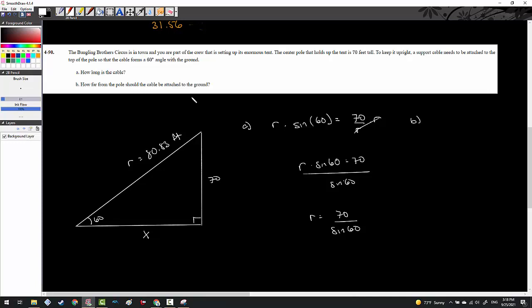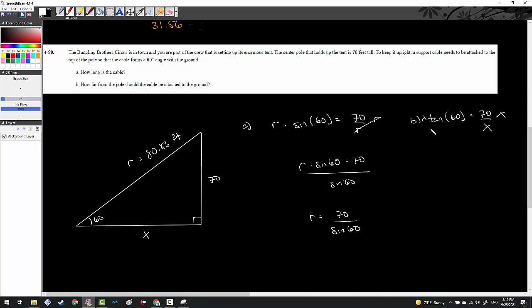To take care of B, how far should the cable be from the pole? Well, again, we could use cosine if we wanted to and go adjacent over hypotenuse. Again, kind of like the Emily problem, I would rather not use a decimal answer that I already have because this 80.83 is certainly not where that decimal ends. And in order to get the most accurate version possible, you want to make sure you use the values that are already given to you, especially when it's a clean number like 70. So when that happens, I am more inclined to use tangent, because tangent will get me opposite over adjacent. So what I have is tangent of 60 is equal to 70 over x.